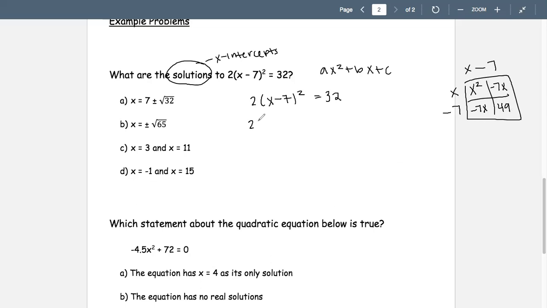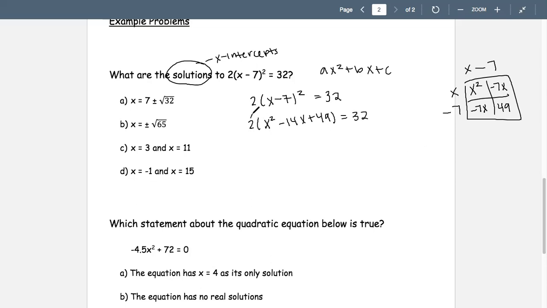Okay. So that gives me 2 times x squared. What would the -7x and the -7x give me? -14x plus 49 equals 32. Okay, so all we did was square this. What's next? You solve it.